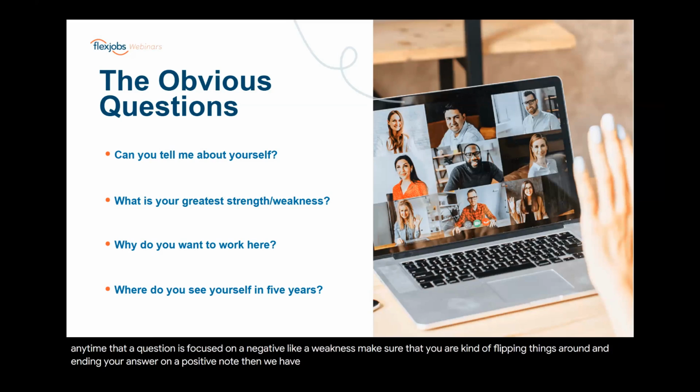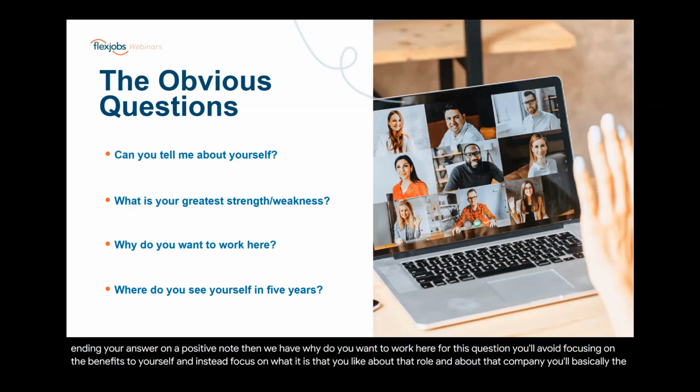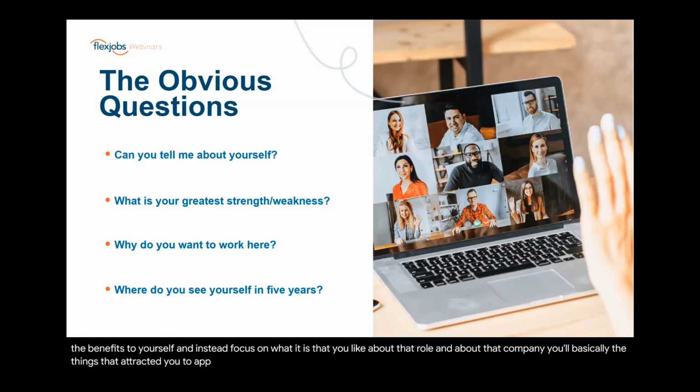Then we have, why do you want to work here? For this question, avoid focusing on the benefits to yourself and instead focus on what it is that you like about that role and about that company. Basically the things that attracted you to apply for that job.